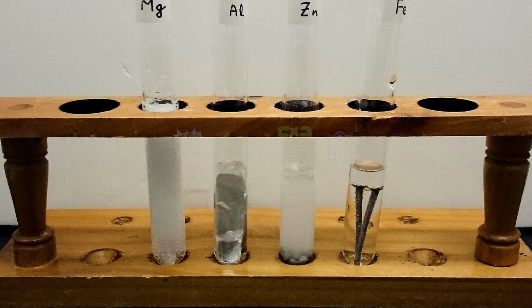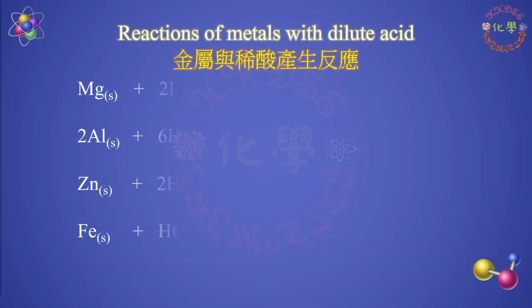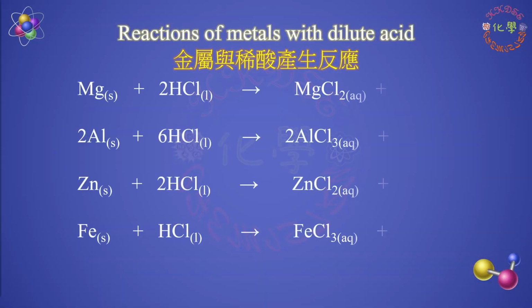Finally, observe the reaction of iron with acid. It will only react slowly. The reactions will produce a colorless gas. Magnesium, aluminium, zinc and iron react with dilute hydrochloric acid. Metal chloride and hydrogen gas are formed.